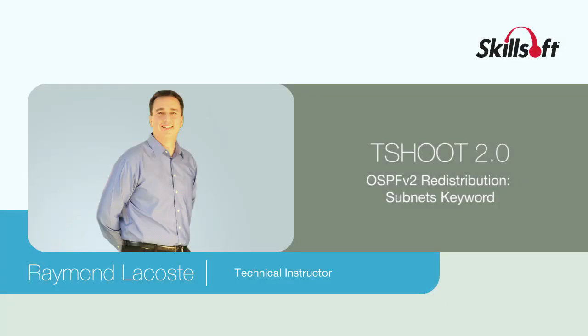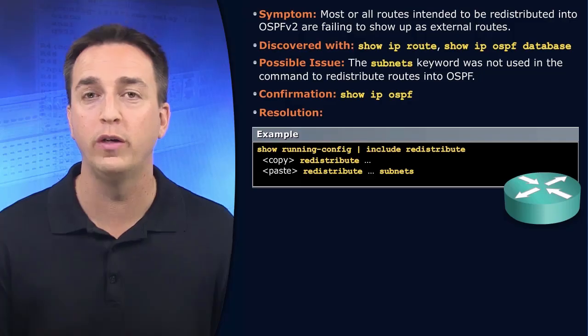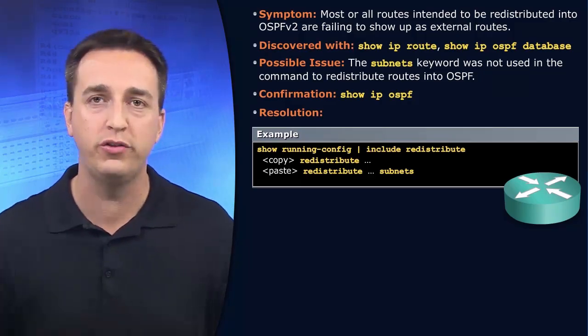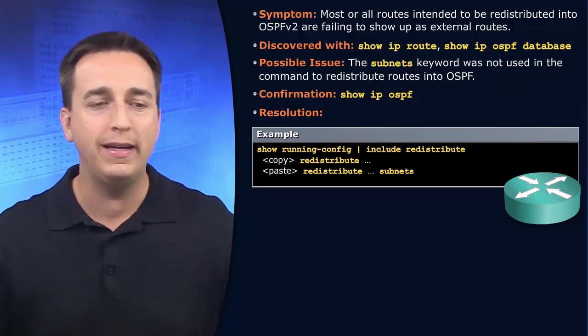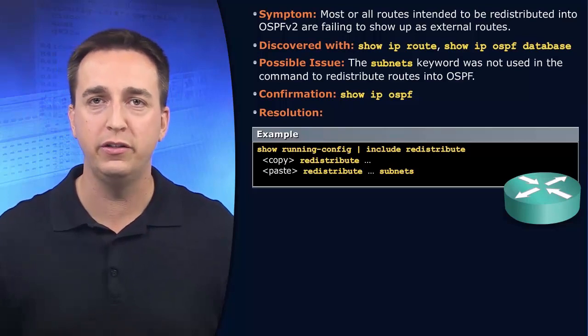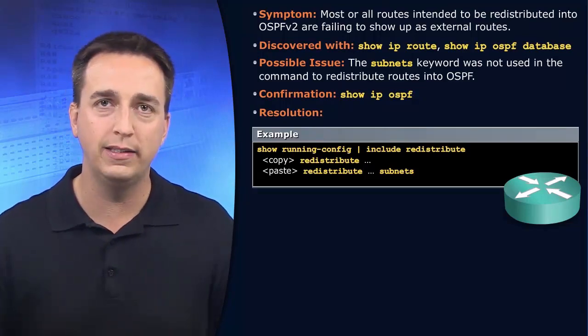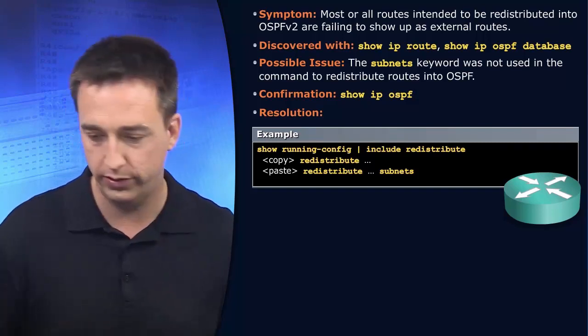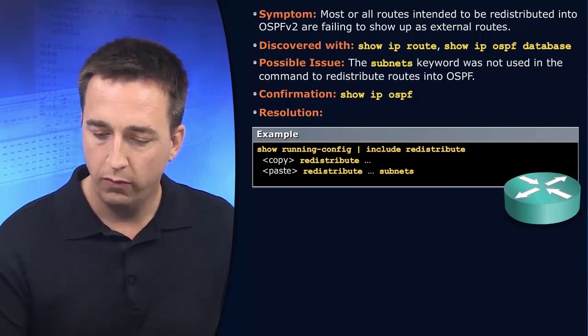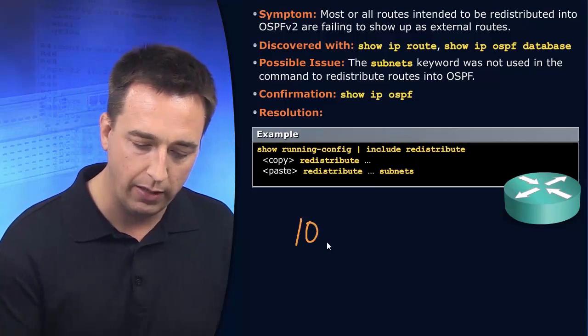The subnets keyword is extremely important with OSPF when performing redistribution. If you perform any type of variable length subnet masking in your topology, the subnets keyword is of extreme importance. Why is that? Well, let's examine this particular network entry.